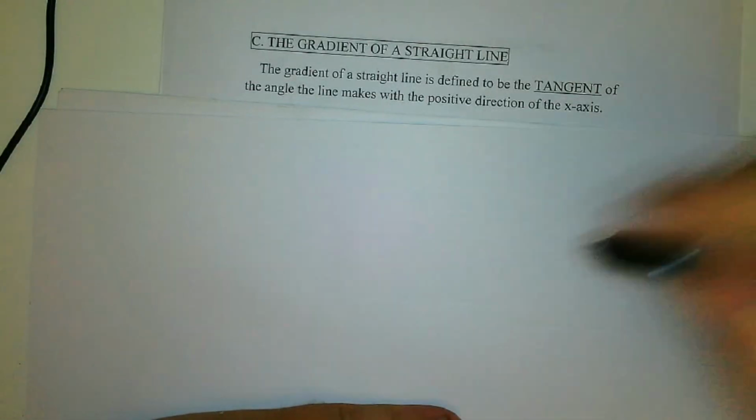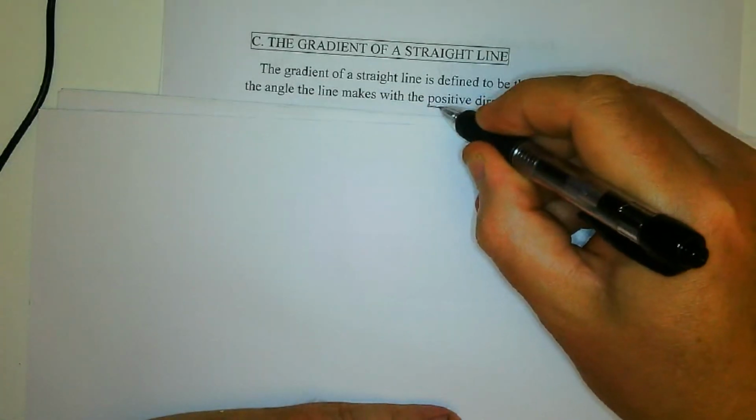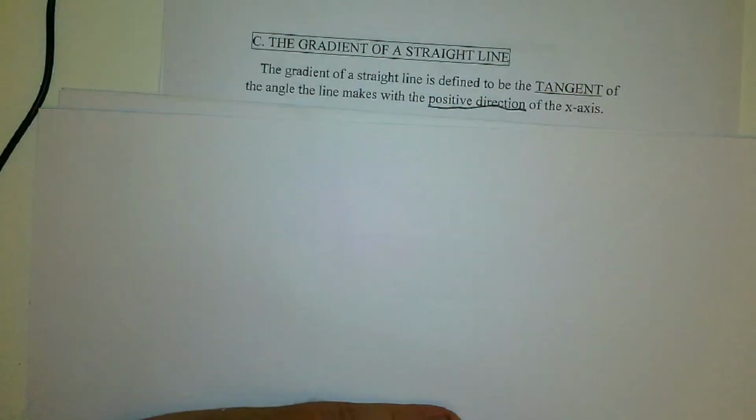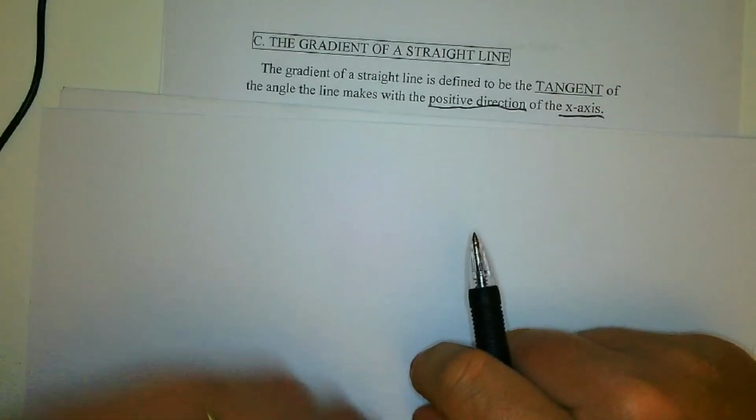Gradient of a straight line. The gradient of a straight line is defined to be the tangent of the angle that the line makes with the positive direction of the x-axis. That bit there is the most important bit, the positive direction of the x-axis. Well, what does that mean?